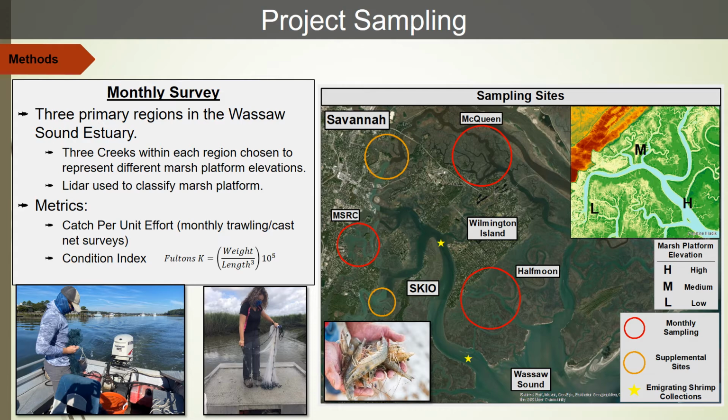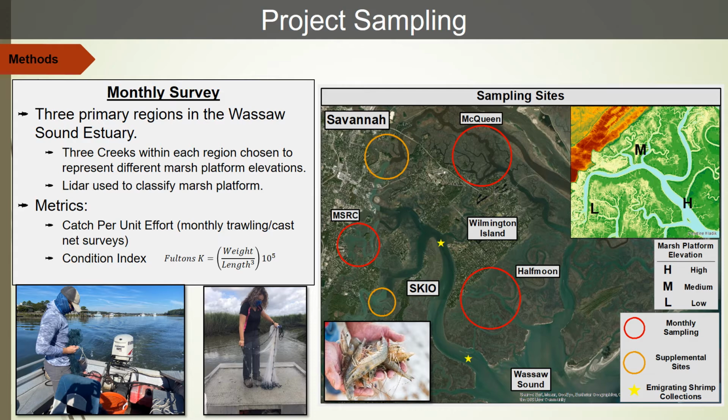We chose to evaluate different marsh platform elevations because this is a relative measure of tidal inundation time on the marsh platform, which can influence access to food resources by white shrimp. We used LiDAR data to identify low, medium, and high marsh platform elevations. You can see examples of this in the insert in the upper right corner of this map. If you are wondering about the orange circles and the yellow stars on this map, I will return to this later in the talk.